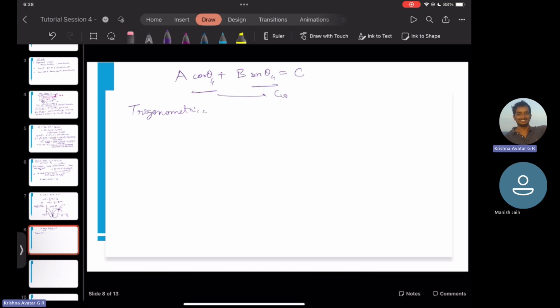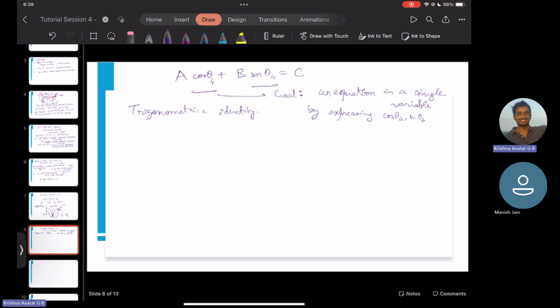So the goal is to have an equation in a single variable by transforming, or by expressing, sine theta 4 and cosine theta 4 in terms of that variable. So that is what essentially I mean. So here is where trigonometric identity comes into the picture.